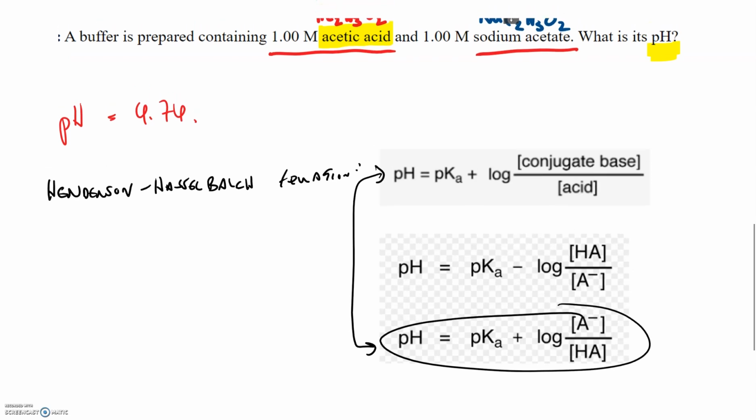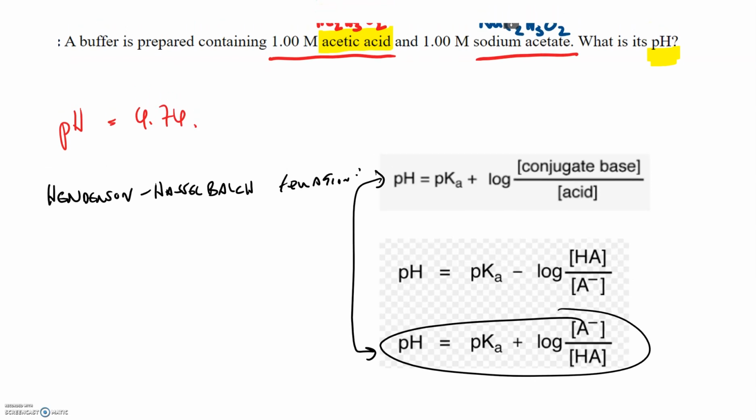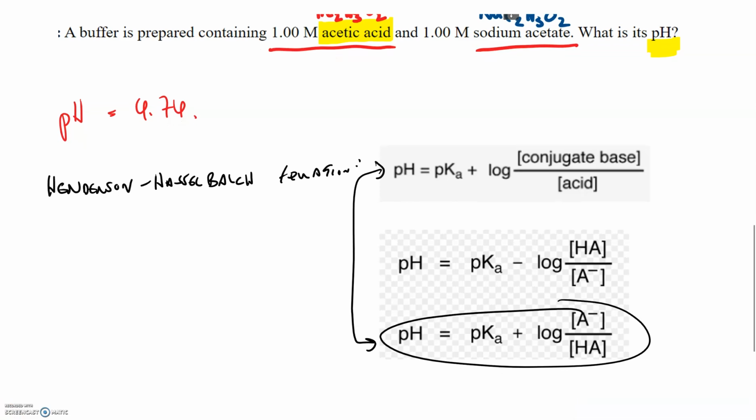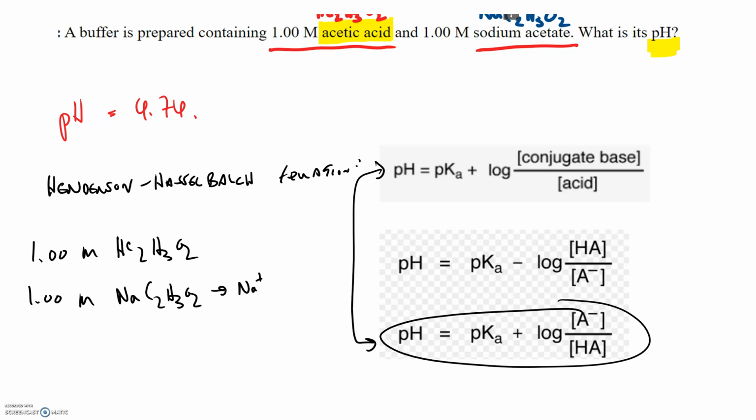So let's try this problem that we saw yesterday. Sorry, we had a brief interruption here. So let's take this problem that we saw just the other day where we had 1 molar acetic acid, HC2H3O2, and 1 molar sodium acetate, which of course we know is going to dissociate into sodium plus the acetate, and of course that's going to be our conjugate base.